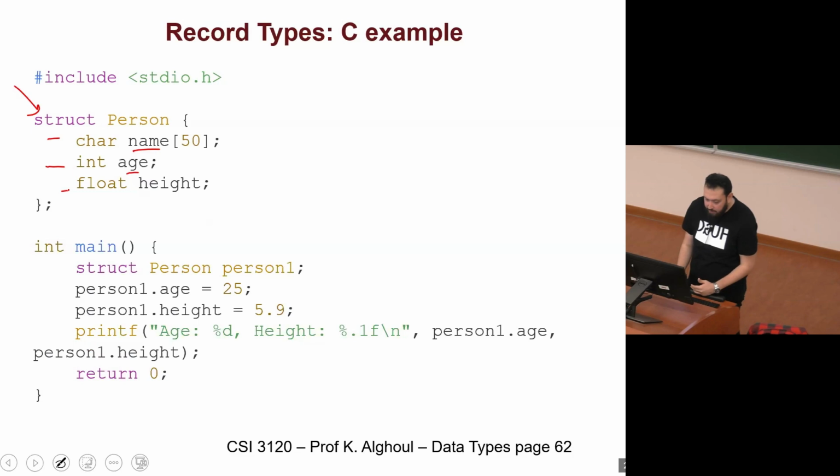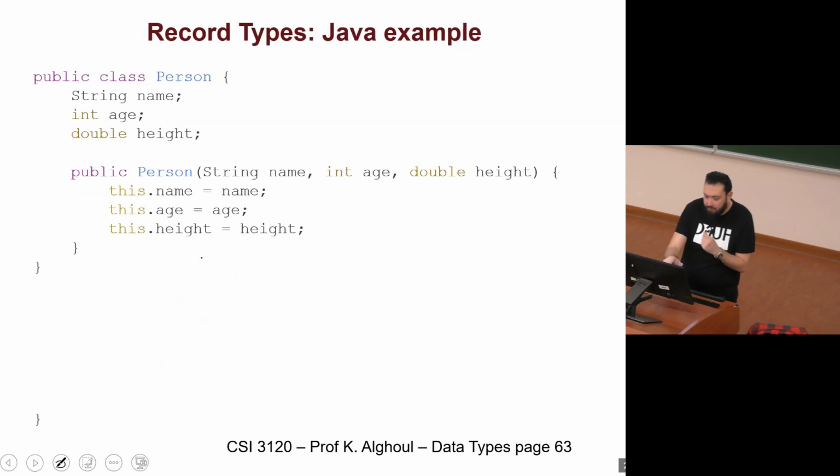Now, you can use it like this. You're just creating the person, and so on. But here in Java, you have to actually create a class for it. Class person, and then you do it yourself. But this is actually still the idea of a record.